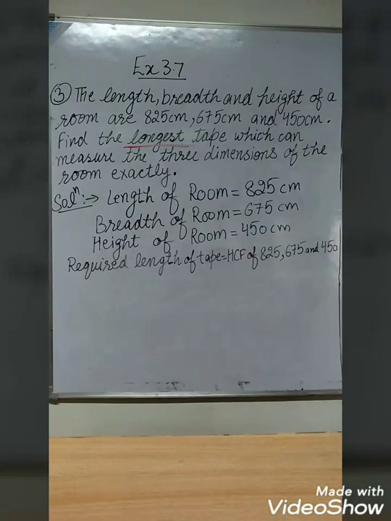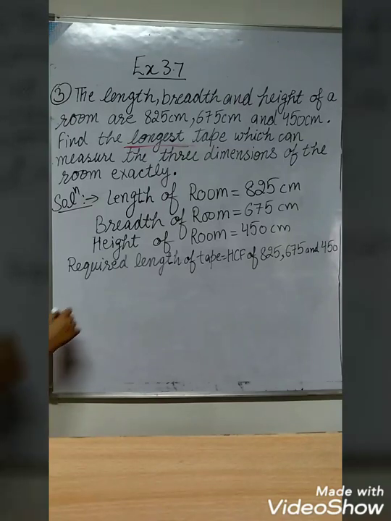So students, now to write down the statement of question number 3, we will write first of all, length of the room is 825 cm, breadth of the room is 675 cm, height of the room is 450 cm. And as discussed earlier, the required length of the tape will be the HCF of 825, 675 and 450 centimeters. So we will now use the long division method to find the highest common factor of these 3 numbers, right?